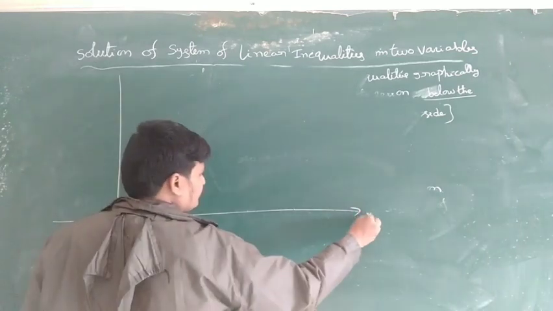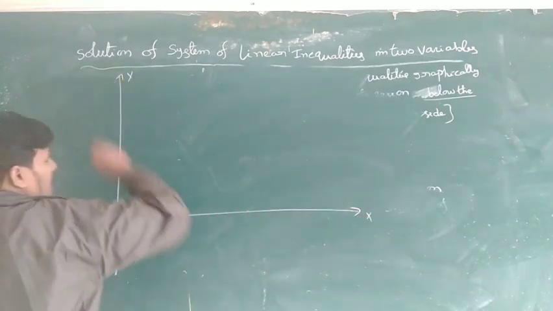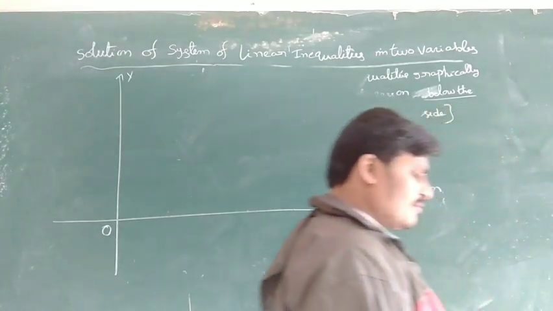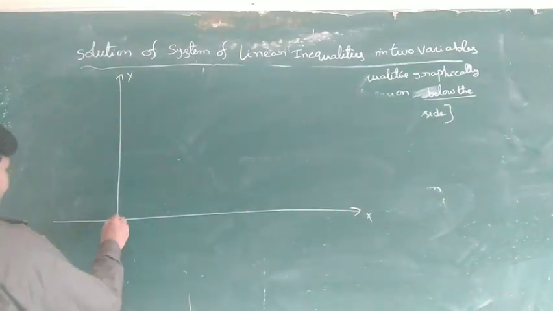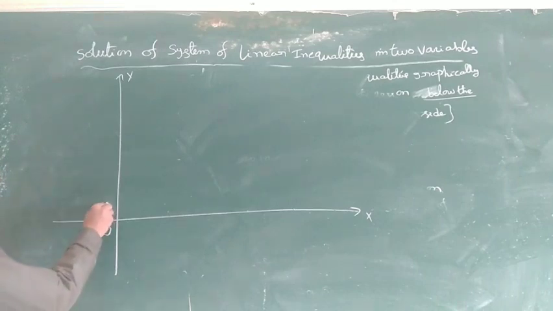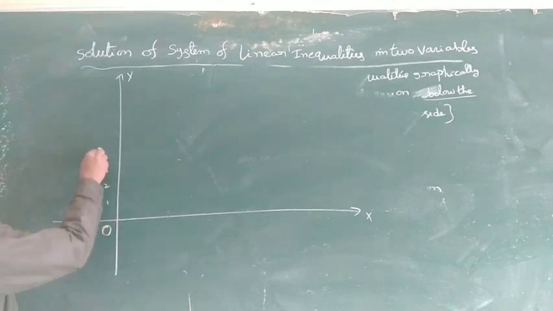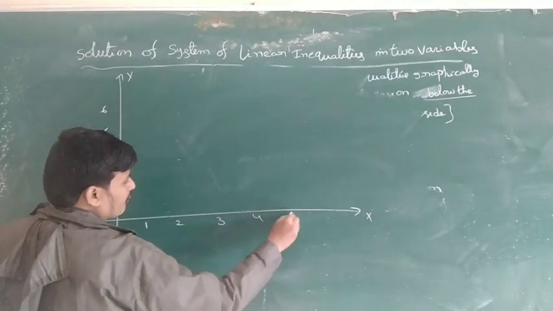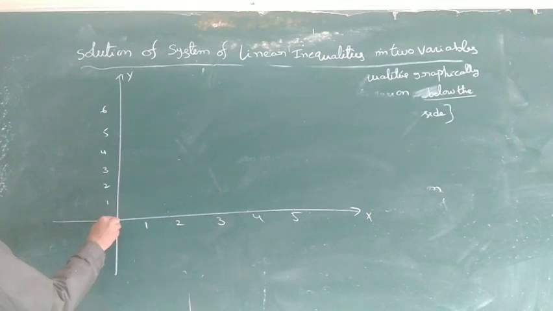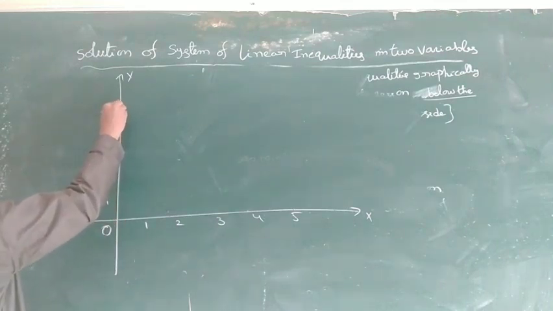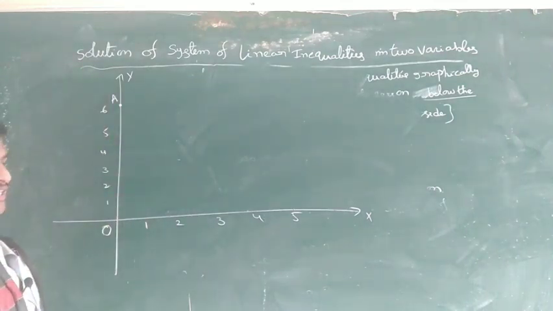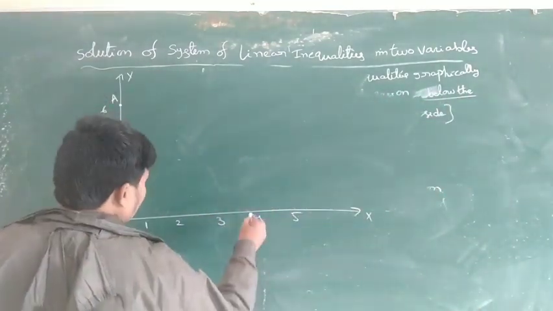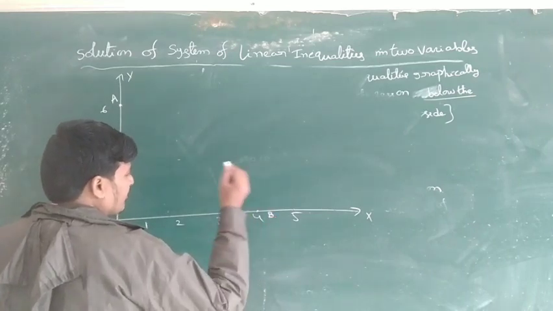First, what is point A? Point A is x is equal to 0, which means y is equal to 6. Point A is (0, 6). 1, 2, 3, 4, 5, 6. This is point A, (0, 6). Next, (4, 0). Y is equal to 0 means x is equal to 4. This is point B, (4, 0).